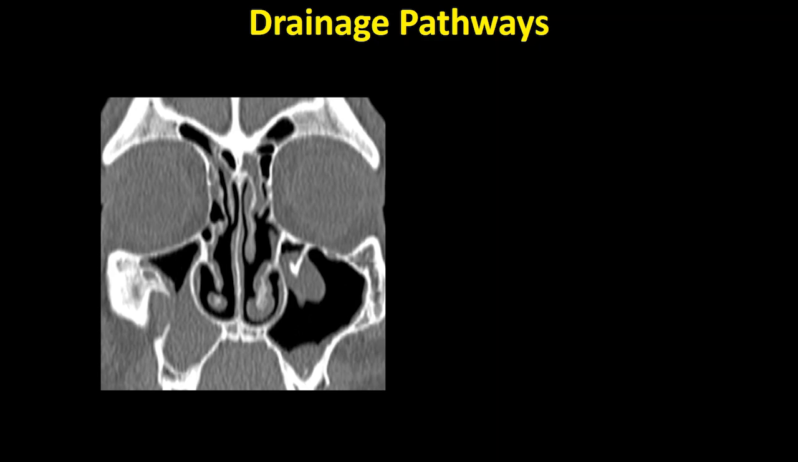Moving on to the drainage pathways, here we see a patient with sinusitis, and notice that there is an iatrogenic defect made along the floor of the maxillary sinus, a procedure that was called the Caldwell-Luc procedure and was thought that it could help patients with sinusitis.